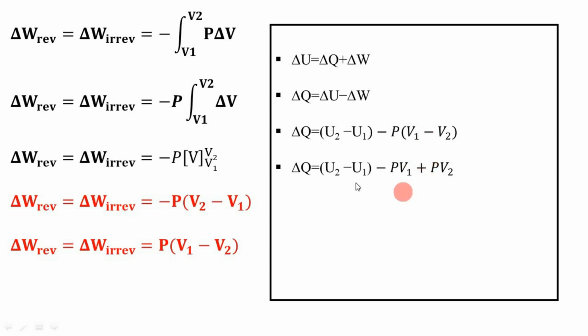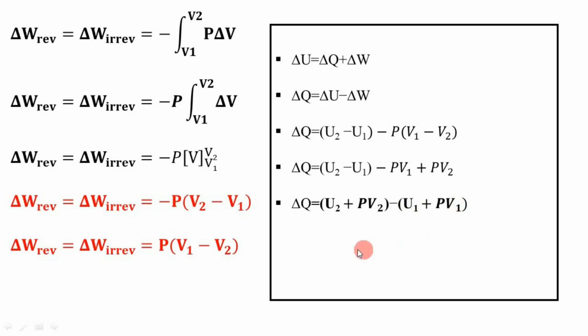Negative PV1 plus PV2. Then we have the heat, which is equal to the final internal energy, plus PV2. Then minus the initial internal energy, plus PV1. So this PV1, we put the negative aside, and then we remain with the initial internal energy plus PV1. So what is this one?